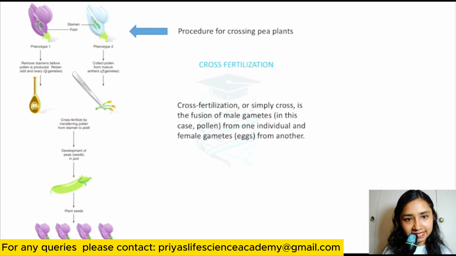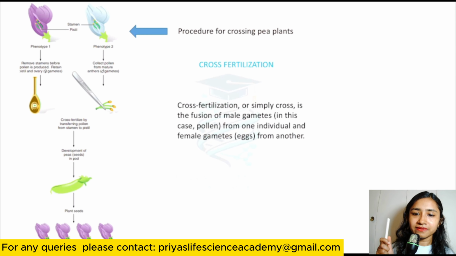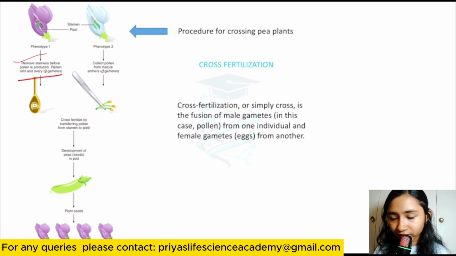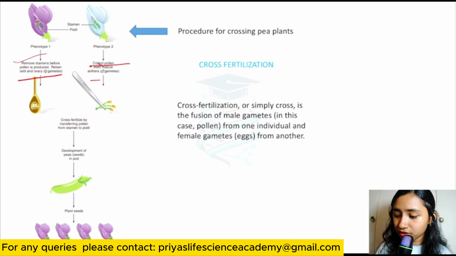Now next, what he did was cross fertilization. I am telling you that these flowers can self-fertilize. They both have male and female organs inside them. That is why they can self-fertilize. But Mendel did not allow self-fertilization because he wanted to do cross fertilization, the fertilization of a female plant and a male plant, so that in the progeny he could study the genetic experiments nicely. So he removed the stamen before pollen was produced and retained the pistil and the ovary, and he collected the pollen and cross fertilized.